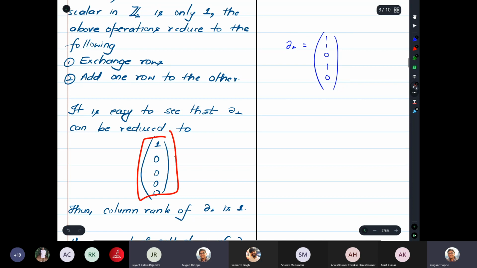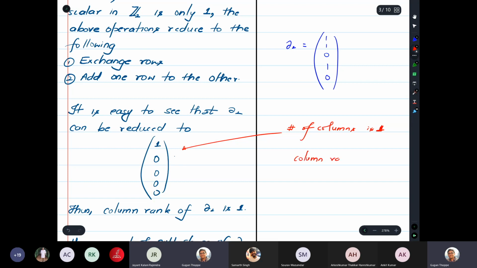And from this matrix we have to now decipher what the column rank is and what the rank of the null space is. So the number of columns here is 1. That's the first thing we observe. And the other thing we observe is that this is a column that has a pivot entry. So this one over here is a pivot entry, and because of this, the column rank turns out to be 1. So the column rank of D_ABA 2 is 1.